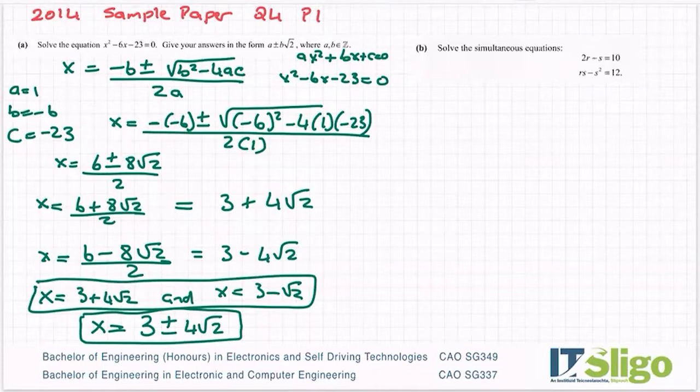So the minus b formula, make sure you know it. Okay, part B: solve the simultaneous equations. 2r minus s is equal to 10 and rs minus s squared is equal to 12.